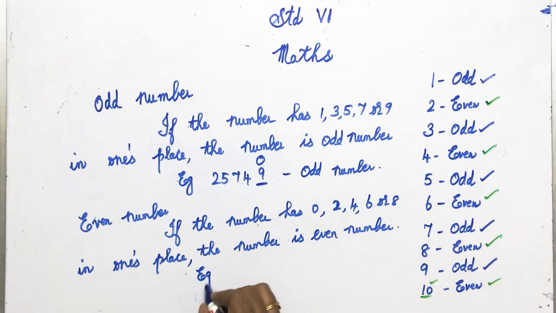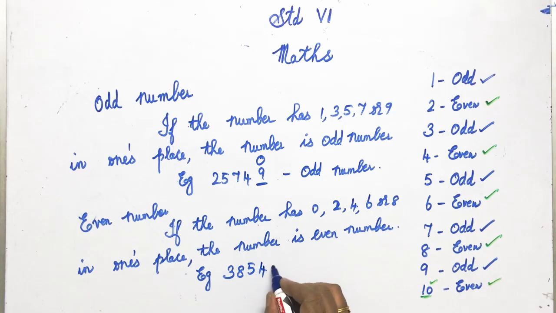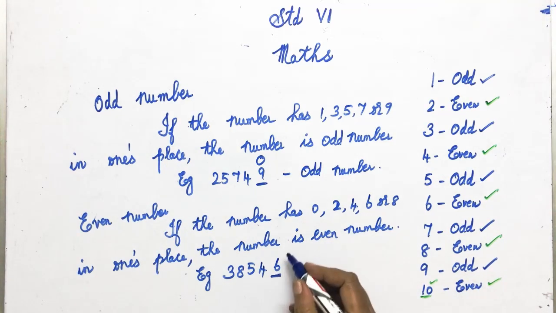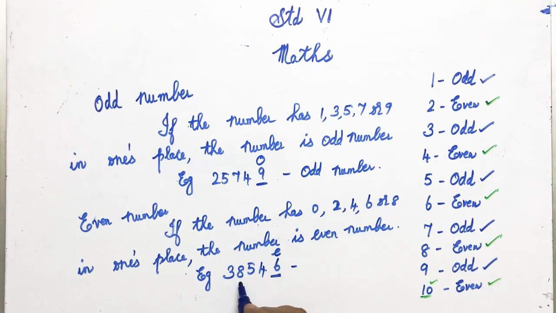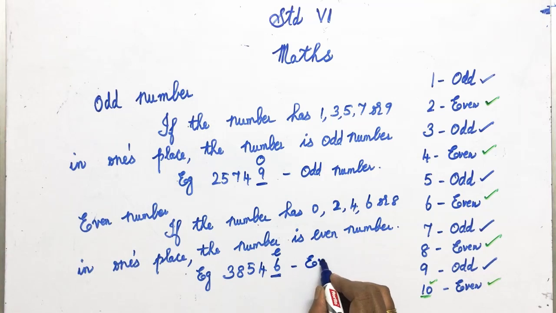For example, 38,546. Now to find out whether this number is even or odd, we have to see the number in ones place. In ones place we have 6, this is even. So this number fully, that is 38,546, is an even number.